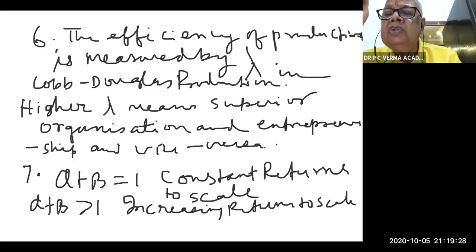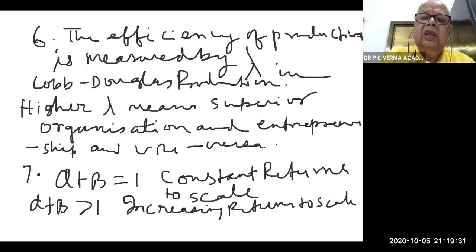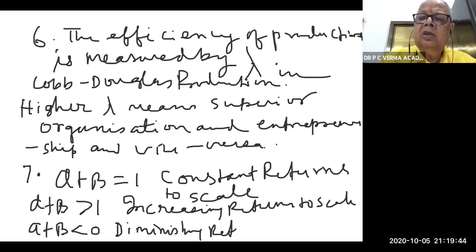So constant returns to scale in key terms. Then alpha plus beta less than 1, diminishing returns to scale.